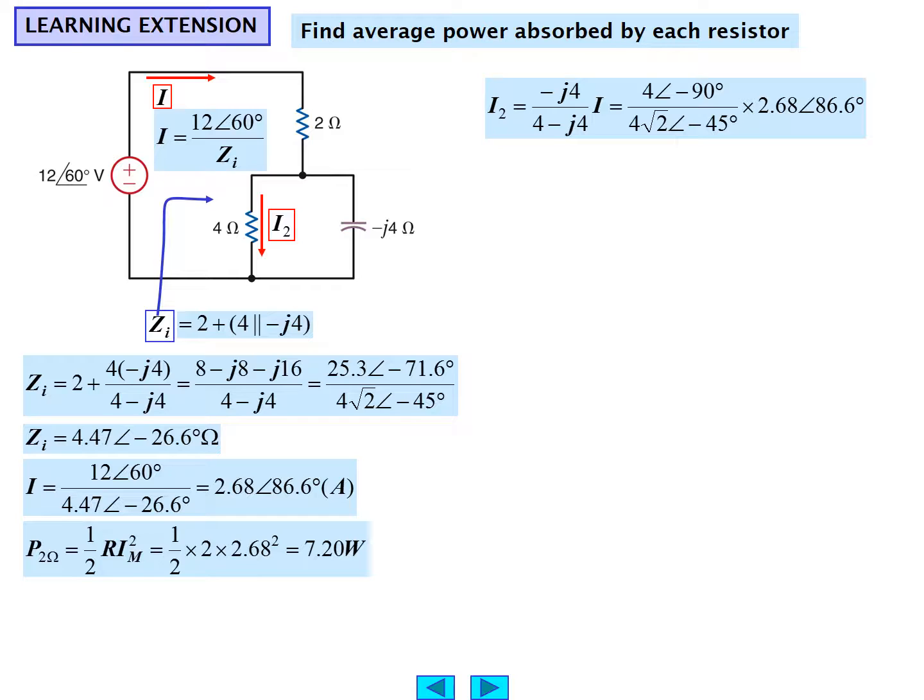We can perform the calculation. Remember to recast them in polar form. And we would get the solution for I2, which is 1.9 angle 41.6 degrees. Again, that's the current we need in order to calculate the power for the 4 ohm resistor. Therefore, the power in the 4 ohm resistor is 1/2 times 4 times 1.9 squared, if you will. And we now have the power in the 4 ohm resistor.